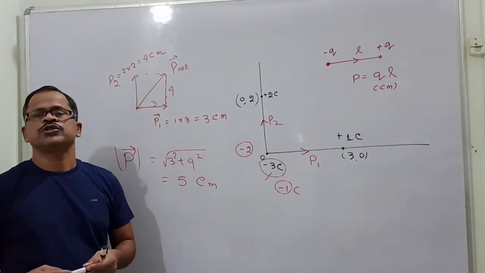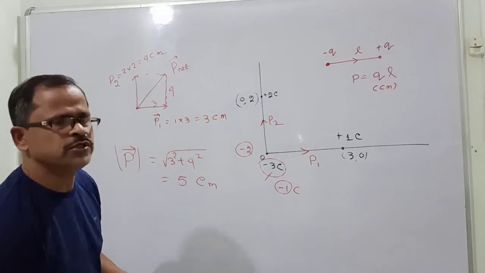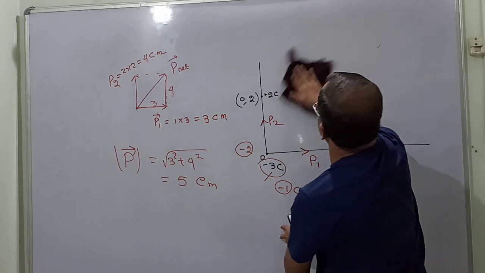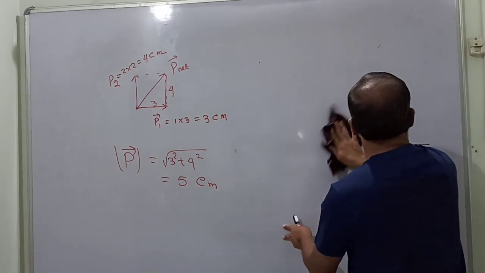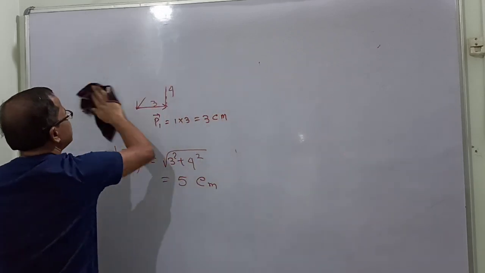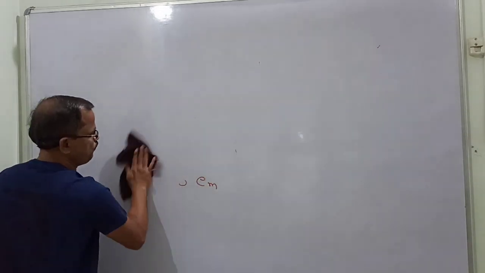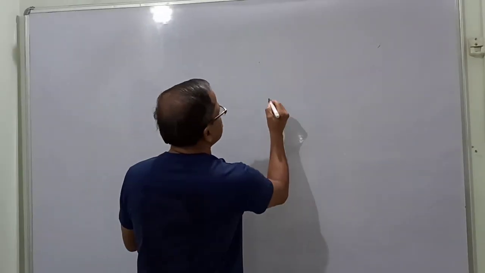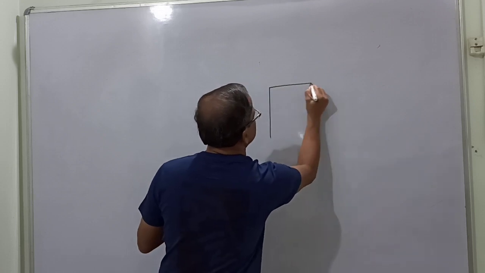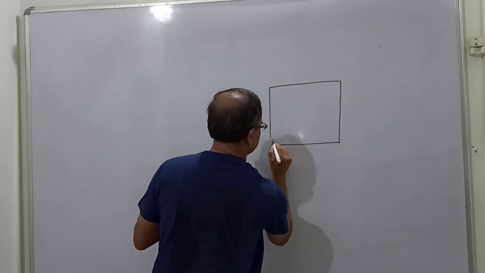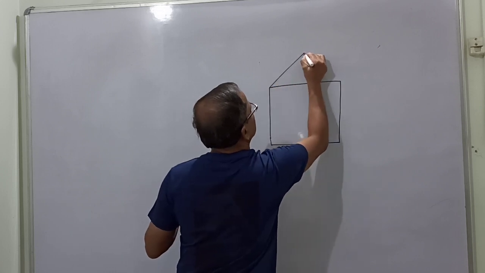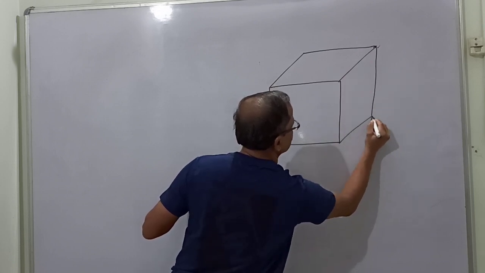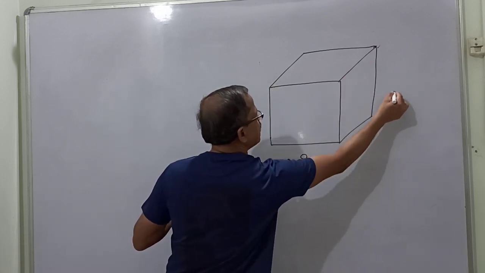Now come to question number 3. Question number 3 is based on the electric flux. The question is given: there is a cube. This is a cube of sides A.